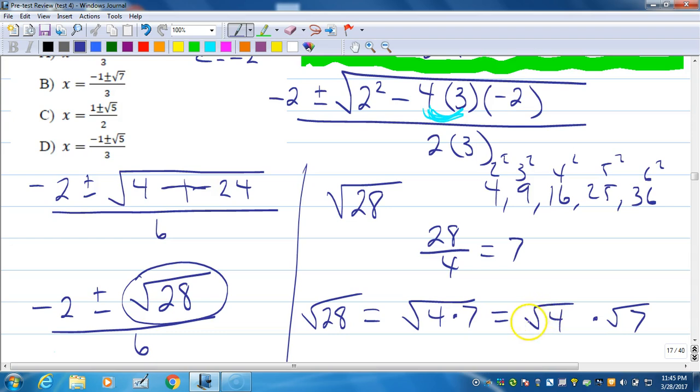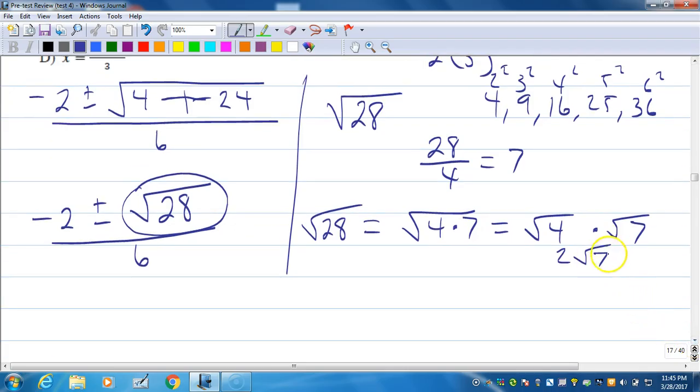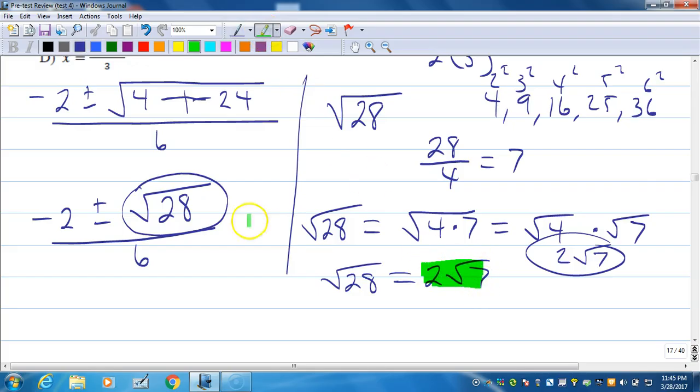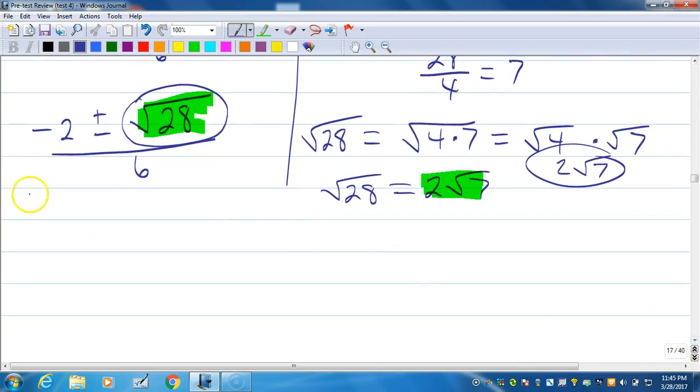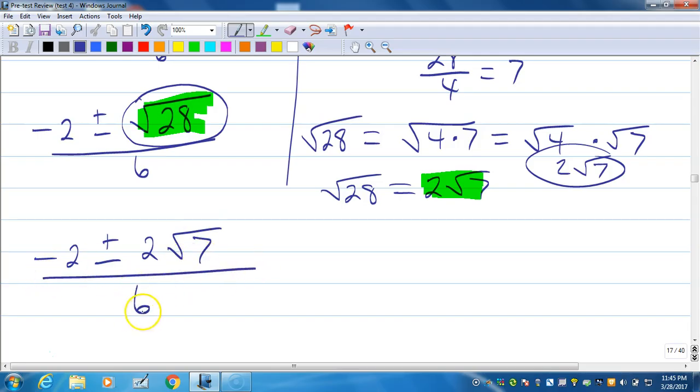Why? The square root of 4 is 2. Can you take the square root of 7? Nope. So this is what I want. The square root of 28 is equal to 2 square root of 7. Now you can plug this in for this. So now it's going to be negative 2 plus or minus 2 square root of 7, all of that divided by 6.